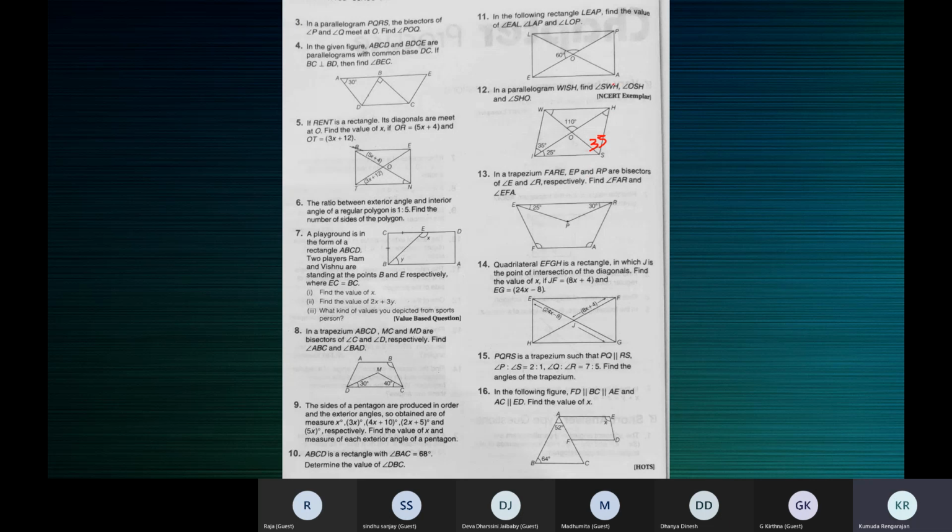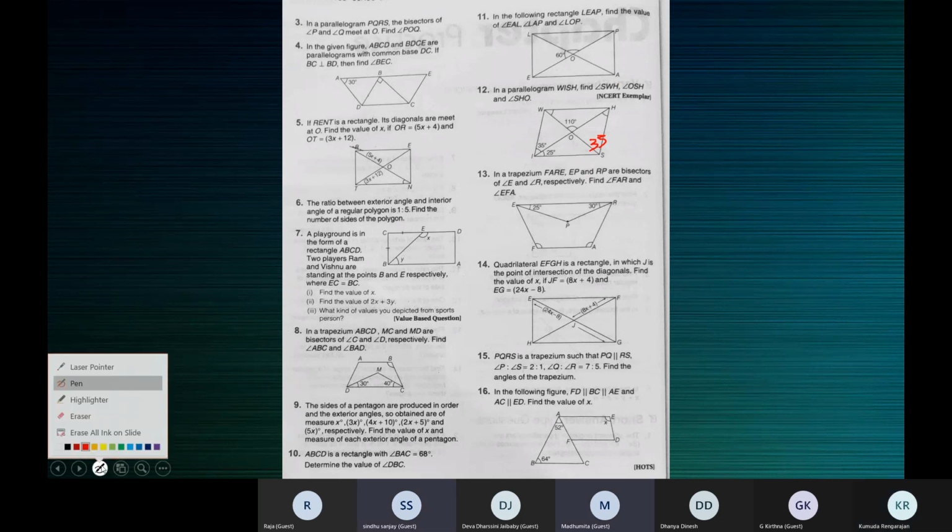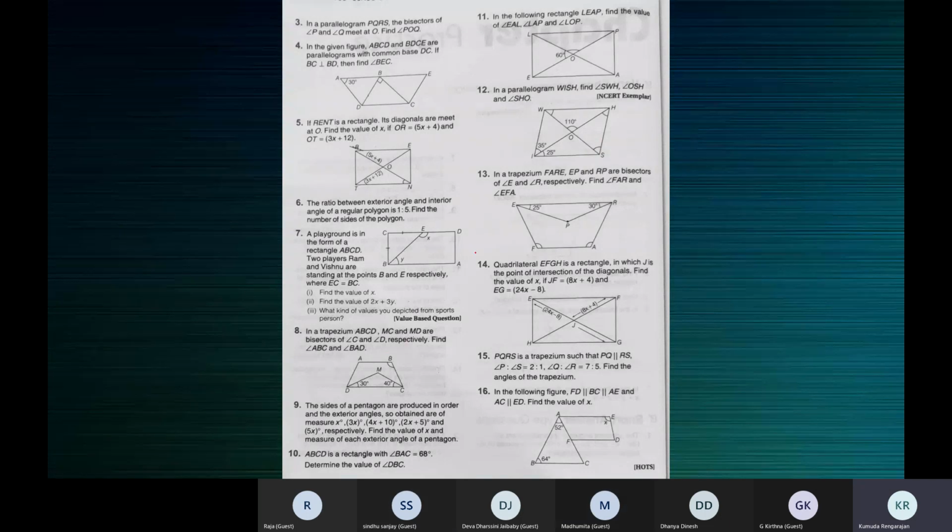No, we had to find which one are we trying to find? We are trying to find SWH, ma'am. One minute, let me see. Which one did we find? We found SWH, right? Yes, SWH, ma'am. We found it. Okay, OSH. Which is OSH? Oh, this is what we have to find. Yes. Okay, SHO. This is how much?